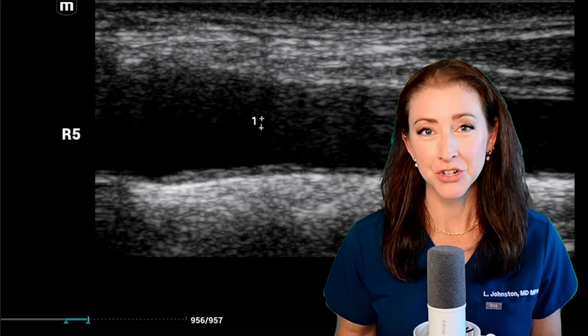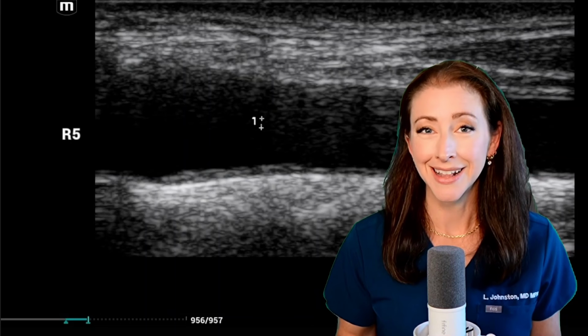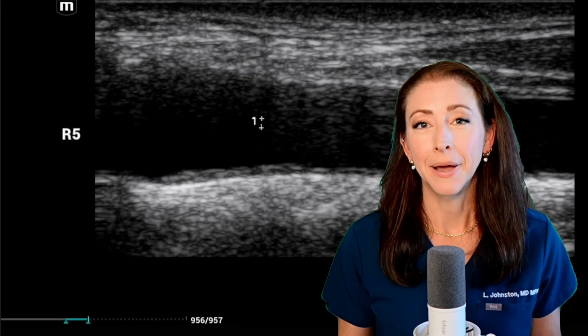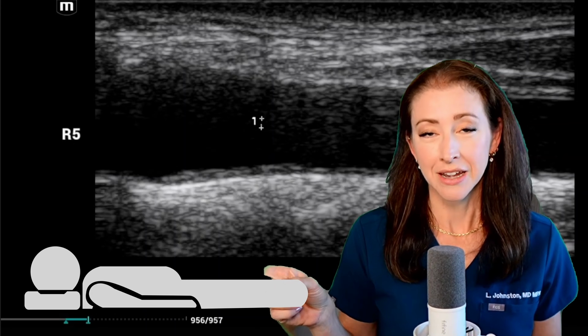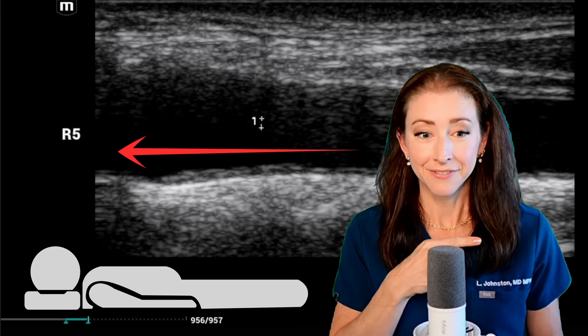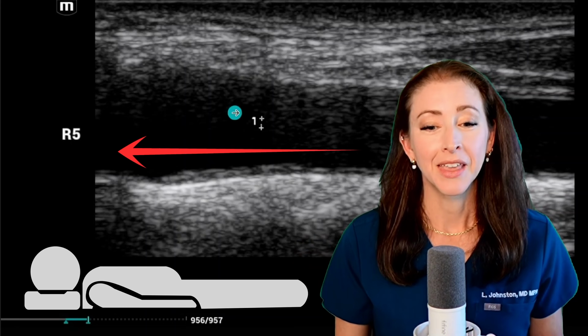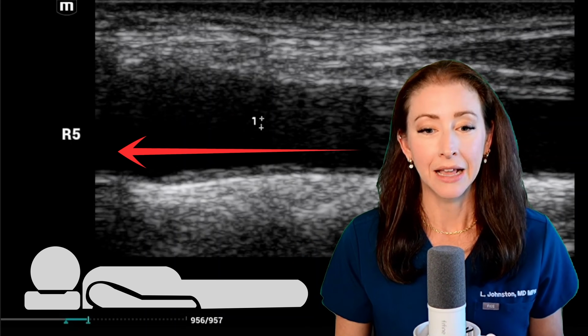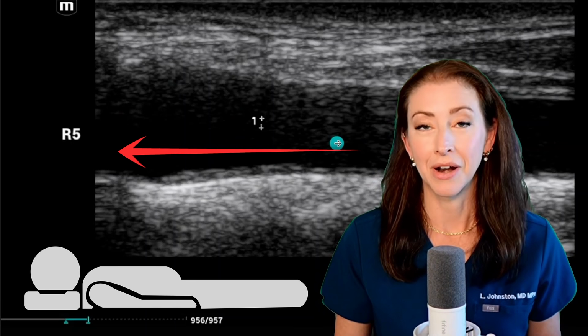So this first picture here is taken on the right side. That's the R in R5. My feet are to the right of the screen. My head is to the left. Blood is flowing right to left, upway towards the brain. And the big black piece here, that is the common carotid artery.